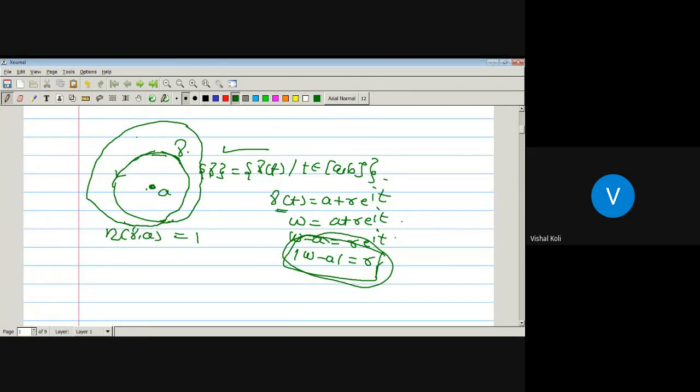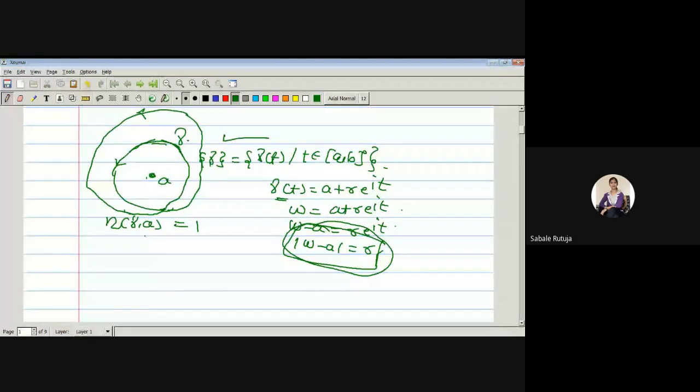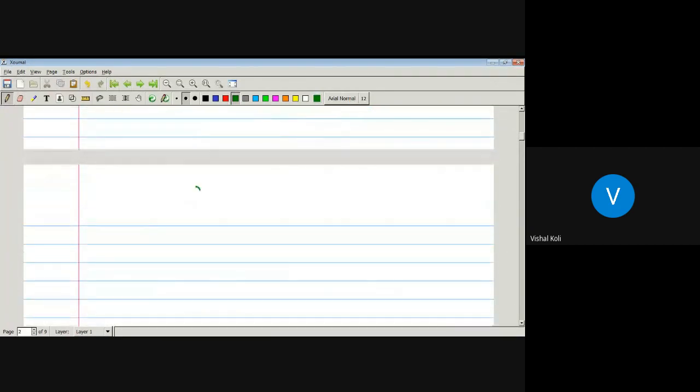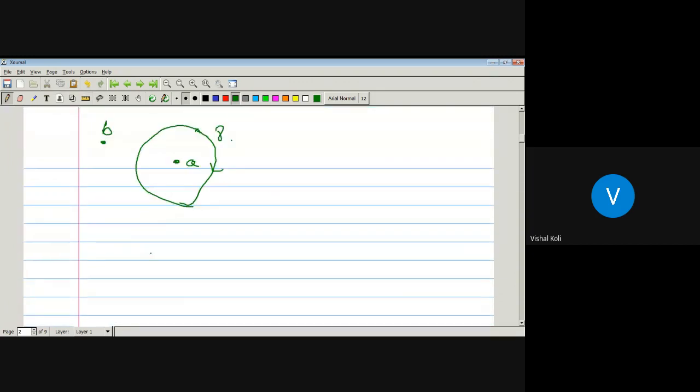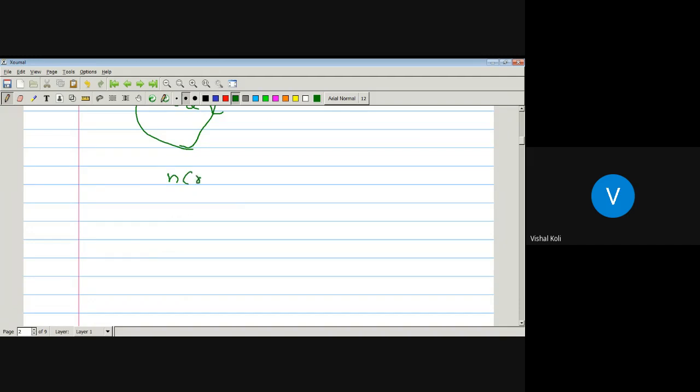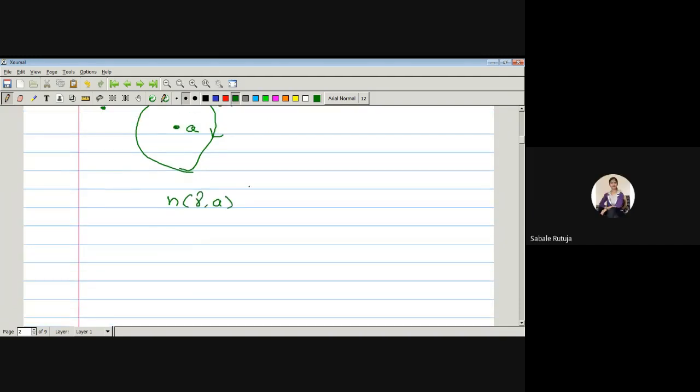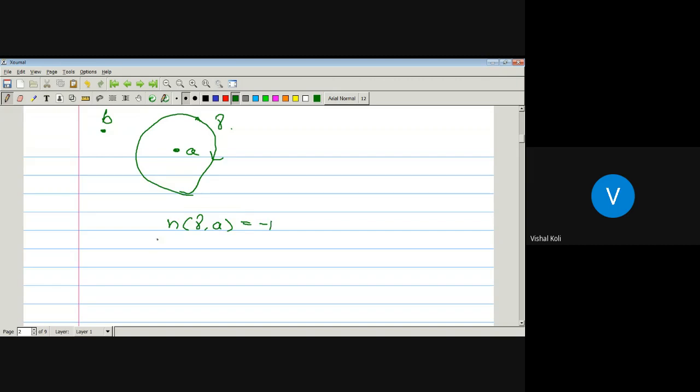Now tell me, what is the index of a curve gamma around a point A? 2. If suppose this will be a curve gamma, now what is the index of a curve gamma around a point A? -1. And what is the index of a curve gamma around a point B?